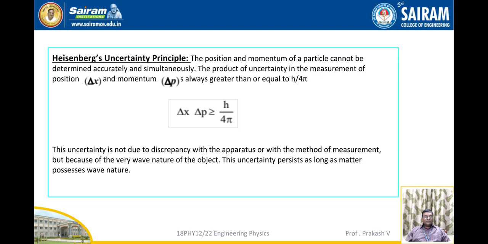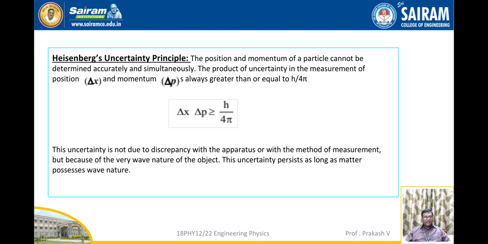Next, let us concentrate on what the Heisenberg uncertainty principle is. The Heisenberg uncertainty principle states that it is impossible to determine both the position and momentum of a moving particle at a given instant of time. According to him, the position and momentum of a particle cannot be determined accurately and simultaneously. The product of uncertainty in the measurement of position, delta x, and momentum, delta p, is always greater than or equal to h by 4 pi. That means delta x into delta p is greater than or equal to h by 4 pi.